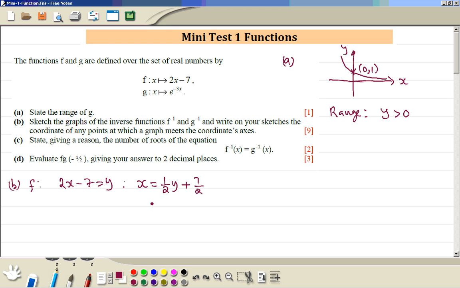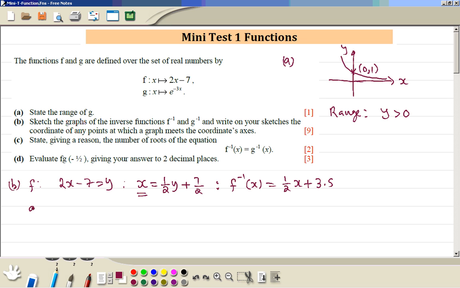So what you can do now, wherever x is, you write f inverse. Wherever y is, you write x. Then 7 over 2, you can write 3.5.